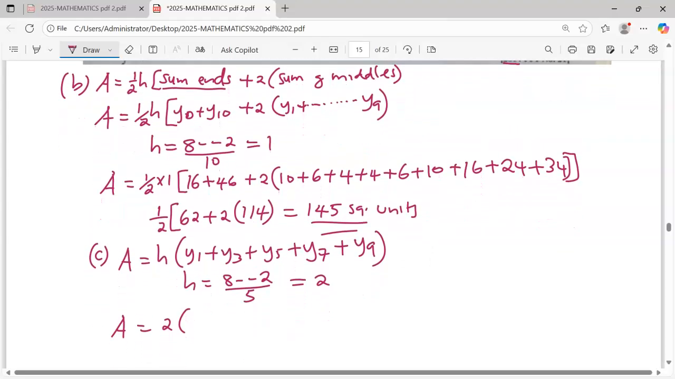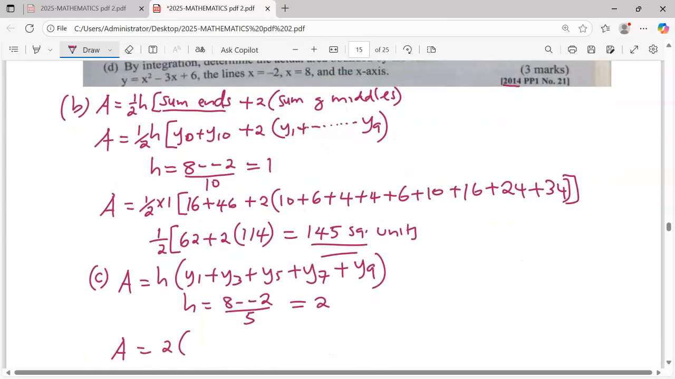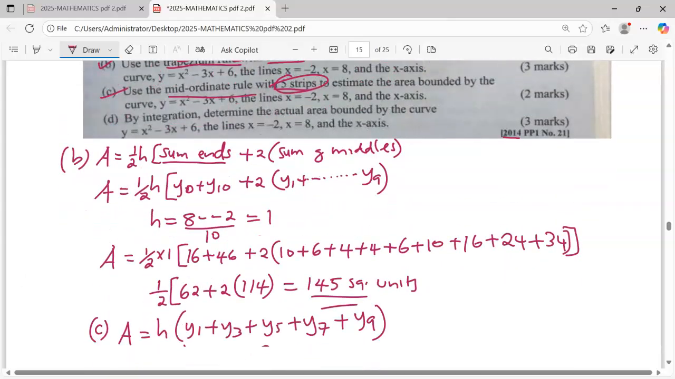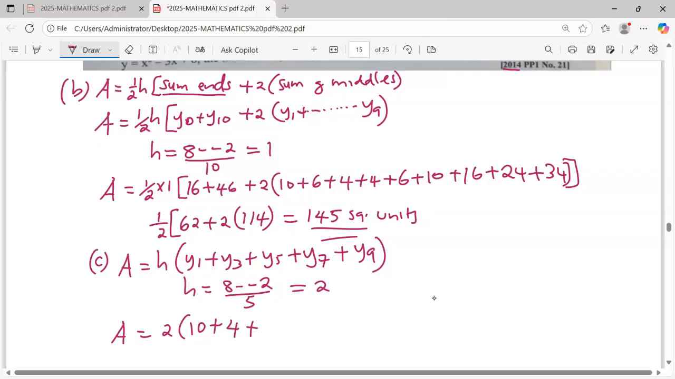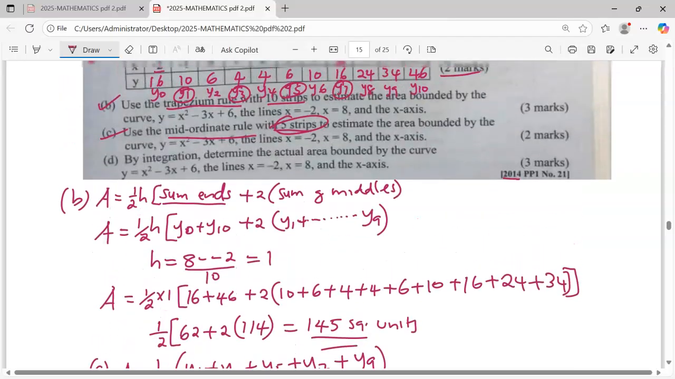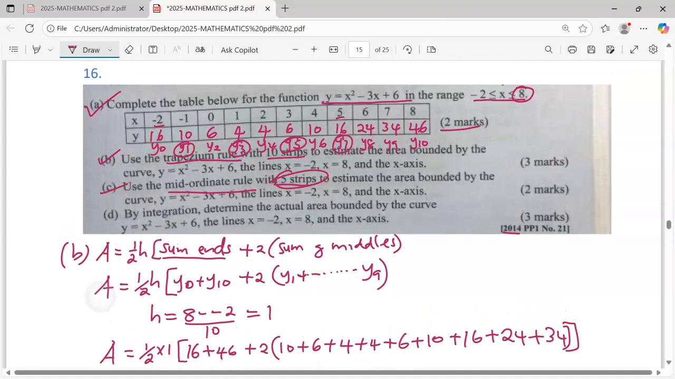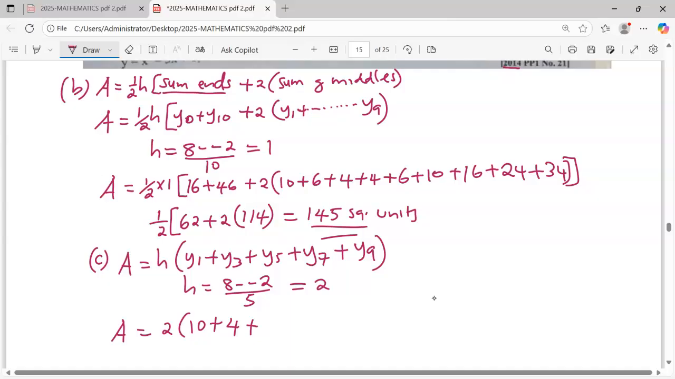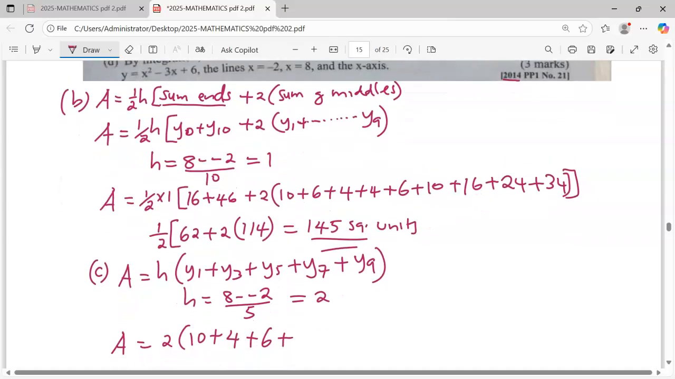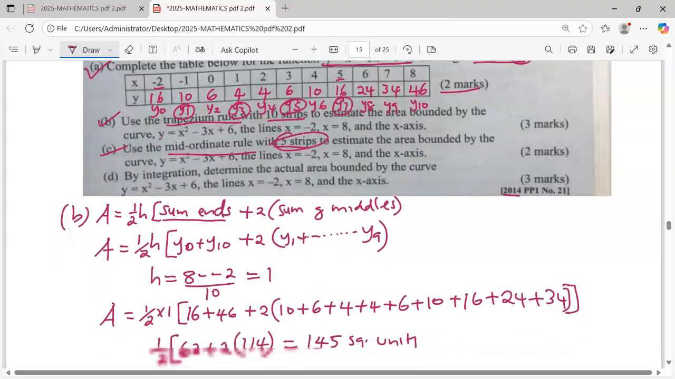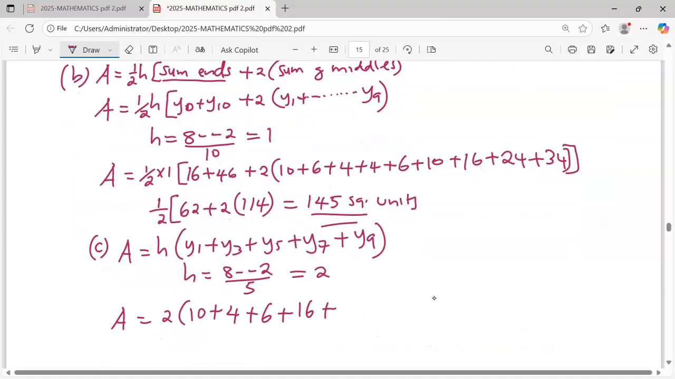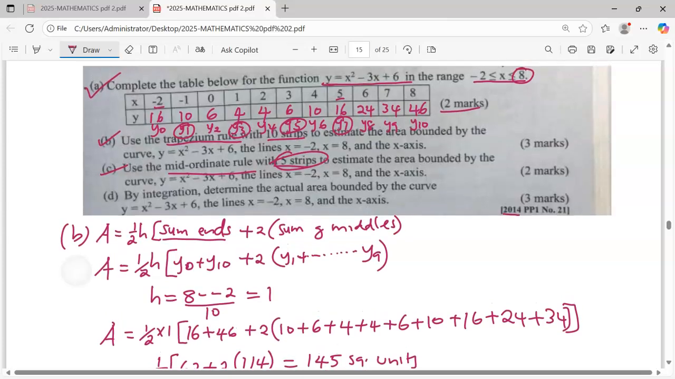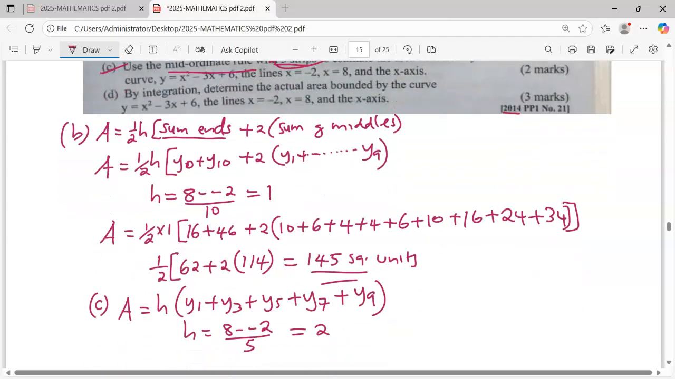That is, for y1 we have 10, plus for y3 we are going to have 4. Next is y5, and y5 from the question we have is 6, plus next we are going to have y7. y7 is 16. Next we are going to have y9, and y9 is going to be equal to 34.